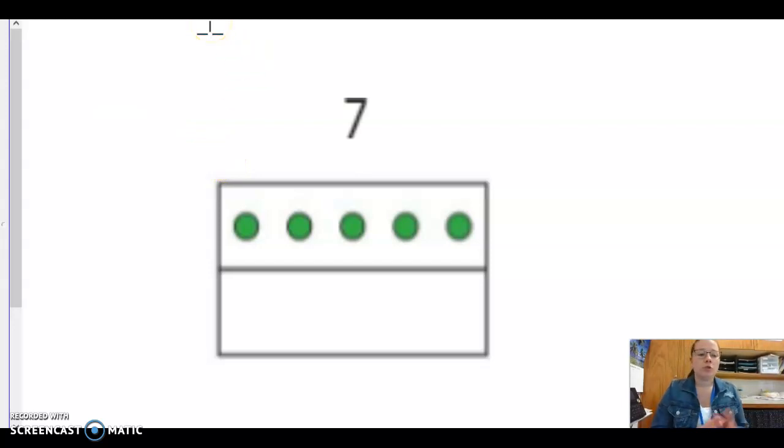So the first thing on your test is going to say a number, and it's going to give you 5 dots, and you need to get up to that number. So we have our 5 group. How many away from 7 is 5? 5, 6, 7. How many more dots should we put? 2, you're right. 1, 2. Now we have 7.